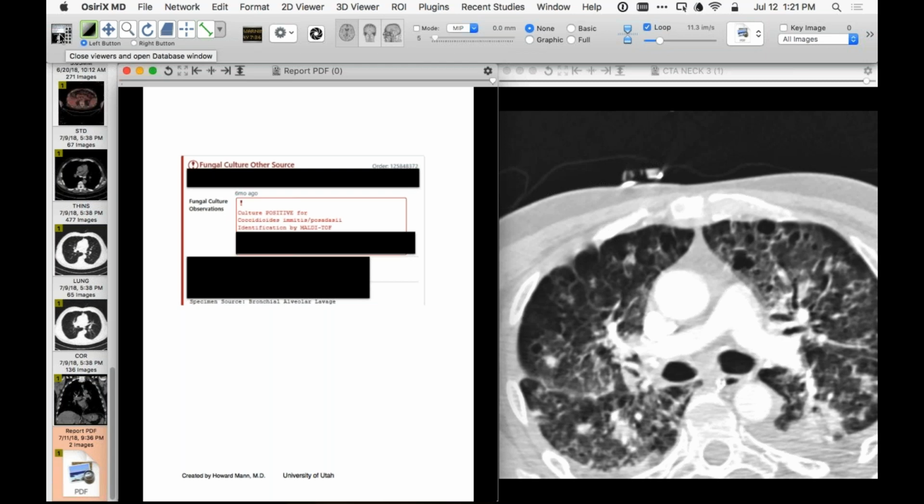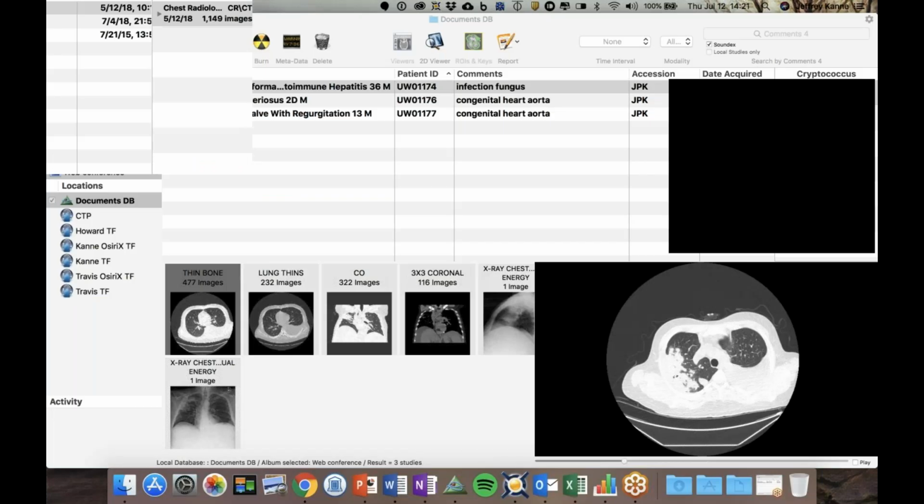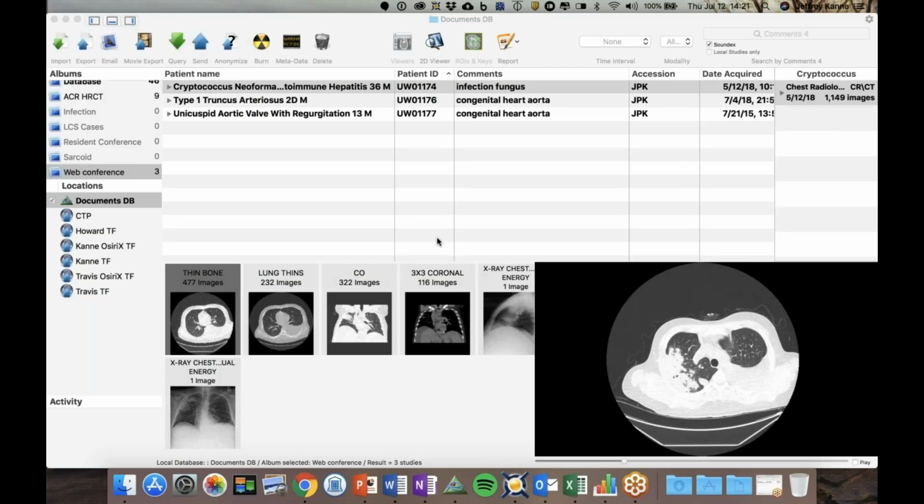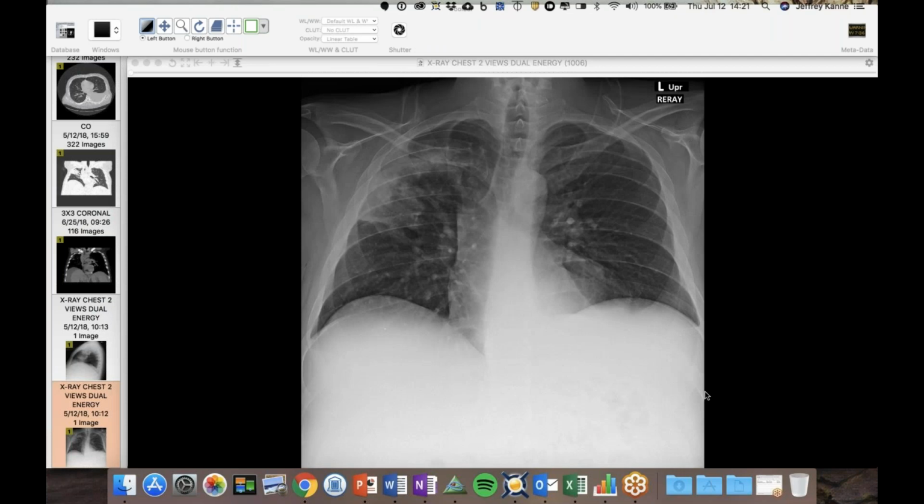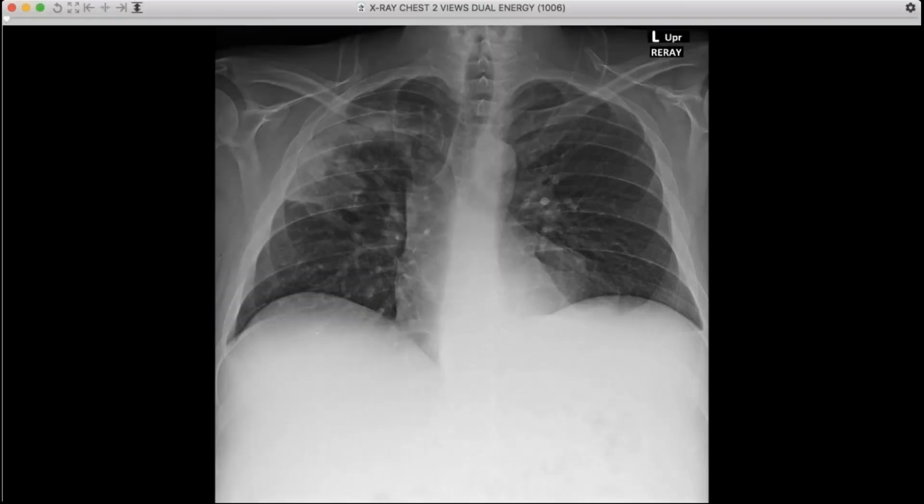All right, while we're waiting for Travis, I can show a few cases. Hold on a second here. Okay, so let's start with this case. You should see a chest radiograph.